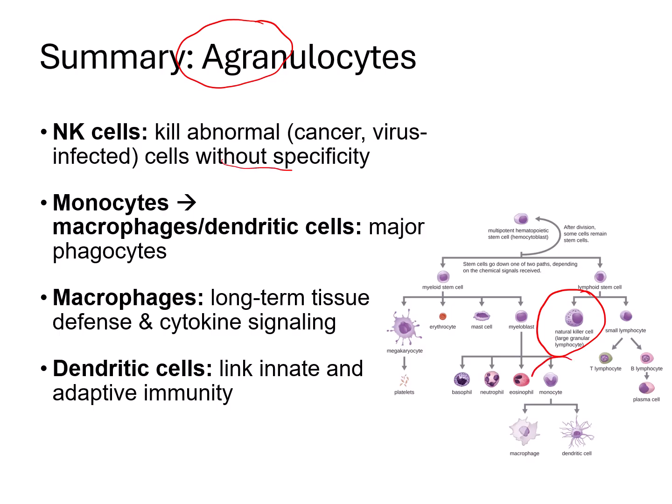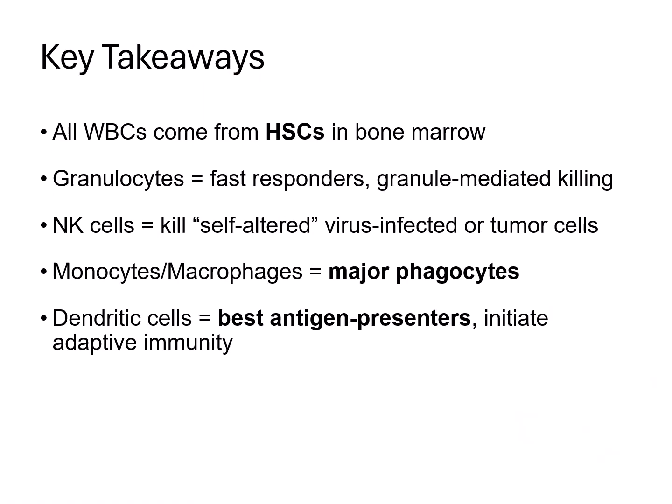We also had our monocytes that differentiate into macrophages and dendritic cells. And these also include our lymphocytes, but these are more a topic for chapter 18. To summarize some of the key ideas from this section, we saw that all white blood cells originate from hematopoietic stem cells in the bone marrow.